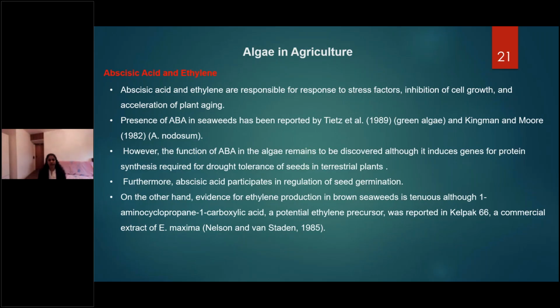On the other hand, there is evidence of ethylene production in brown seaweeds, although 1-aminocyclopropane-1-carboxylic acid, a potential ethylene precursor, was reported in Kelpak 66, a commercial extract of Ecklonia maxima.